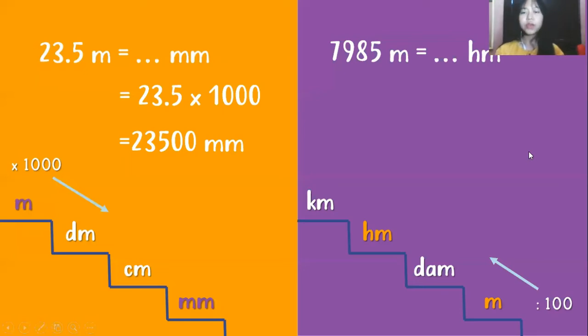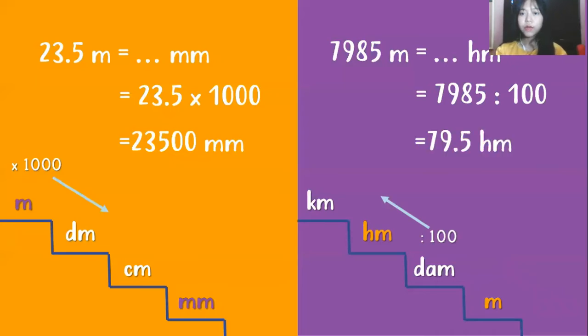Now how about going upward? Here I have 70,185 meters and I would like to convert it to hectometers. So we are going upstairs for 2 steps from meter, passing through decameter and hectometer. So we need to divide the number by 100. And here is what we got, 701.85 hectometers.